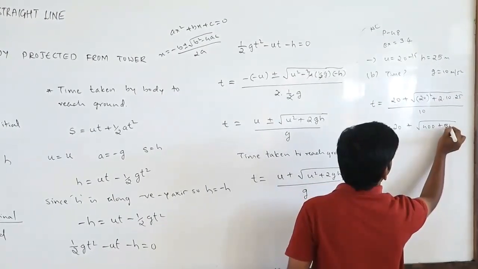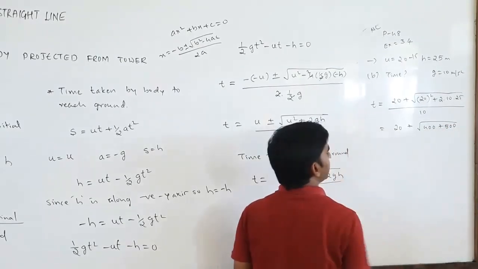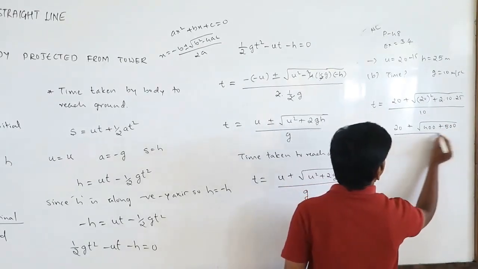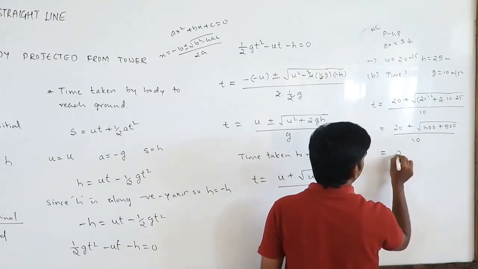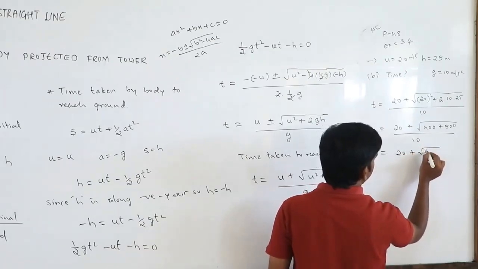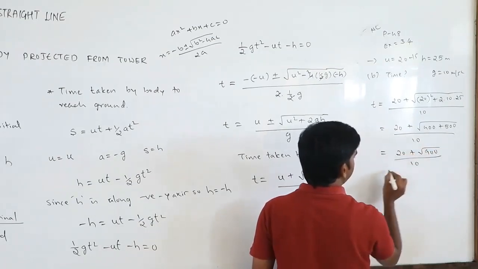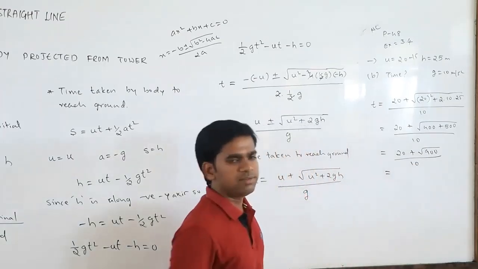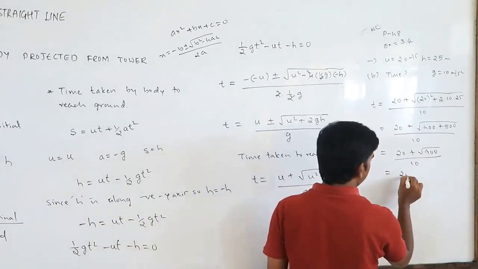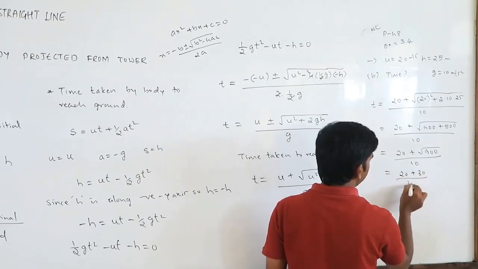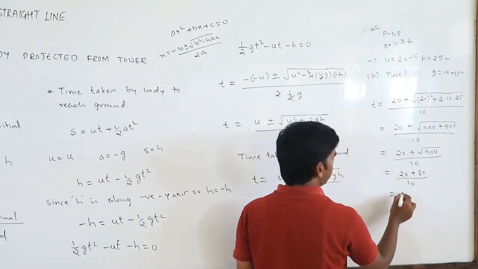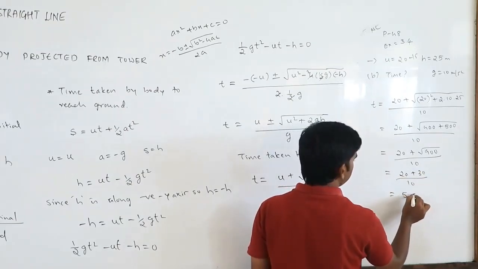So what it will become? It will become some 500. Okay. So 500 divided by 10. So 20 plus root of 900 divided by 10. What is the root of 900? Root of 900 is what? 30. So 20 plus 30 divided by 10. So 50 divided by 10, you will get it as 5 seconds.